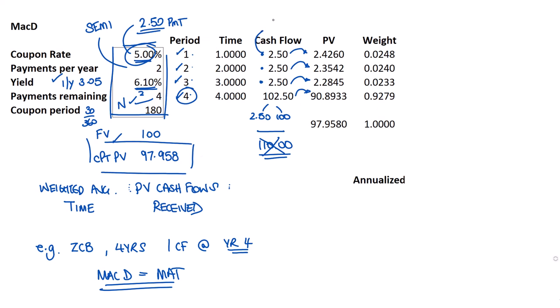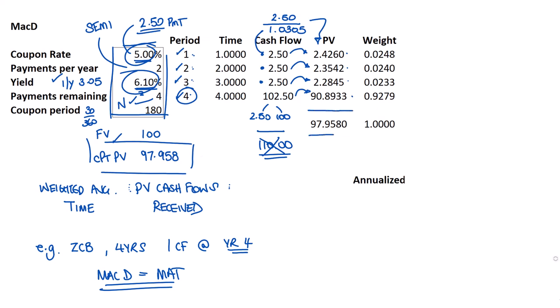First off, 2.50 comes in at T1. Well, if we get 2.50 in 1 period's time, we are going to discount at the yield 1.0305. This is annual, and we're dealing with semi-annual periods. Discounted at 3.05, you will get a PV of 2.426. Divide that second 2.50 by 1.0305 squared, and you would get 2.35 and so on. So this is simply the PV of the cash flow received at every date.